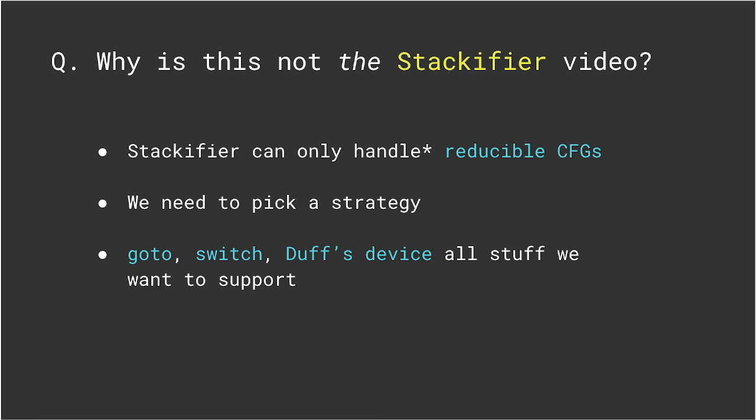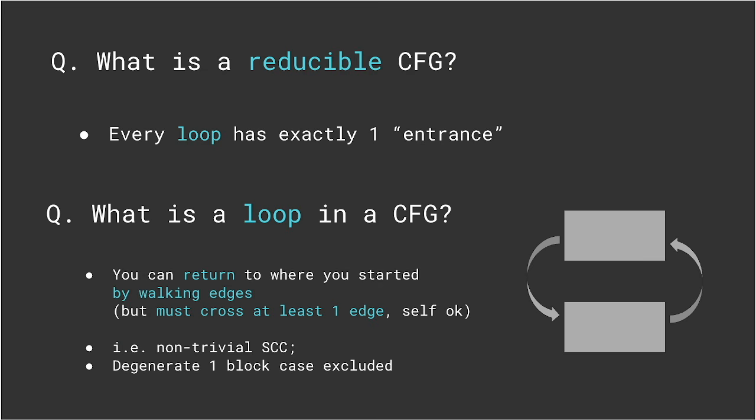If we were trying to translate a programming language where irreducible control flow was essentially impossible, this wouldn't be so much of an issue, but I want to support goto, switch, and Duff's device, and all that goody stuff. And that does require dealing with irreducible control flow graphs. So that begs the question, what exactly is irreducible control flow? It's reducible if every loop has exactly one entrance.